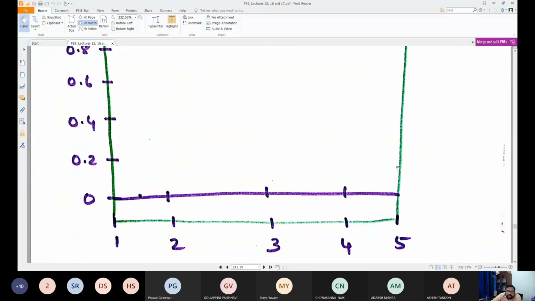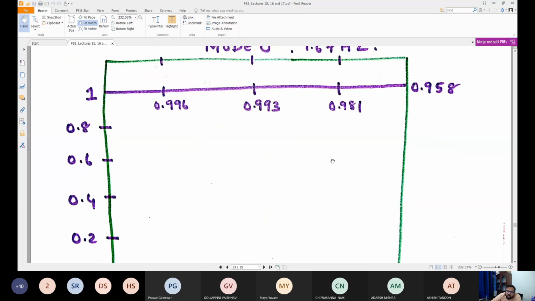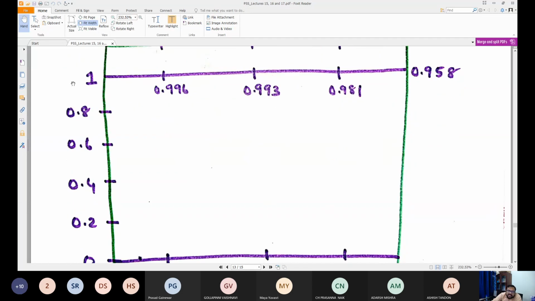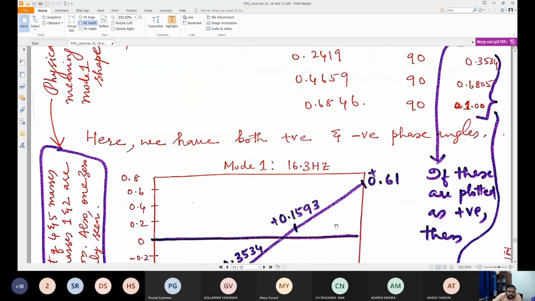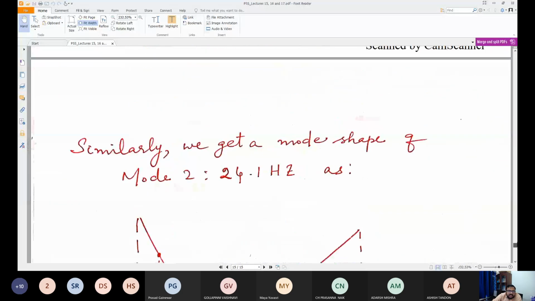Similar to this, if the masses are excited at 1.67 Hertz frequency, we have a common mode, mode 0. The whole turbine generator mass will oscillate against the system in such a manner. So that is what we see from the torsional oscillations.